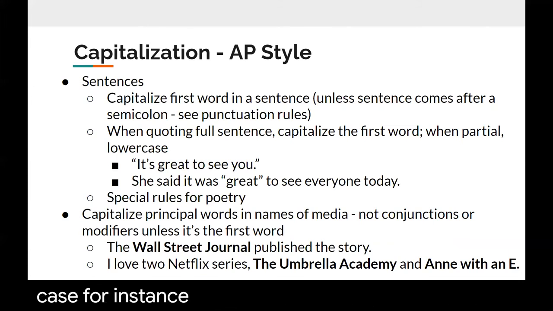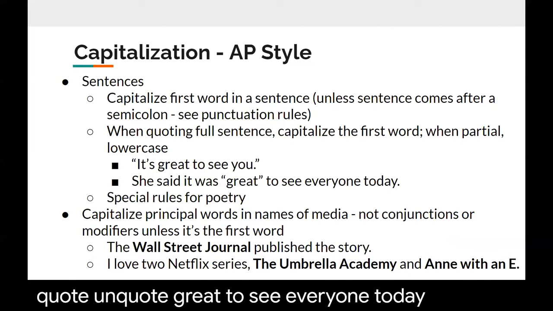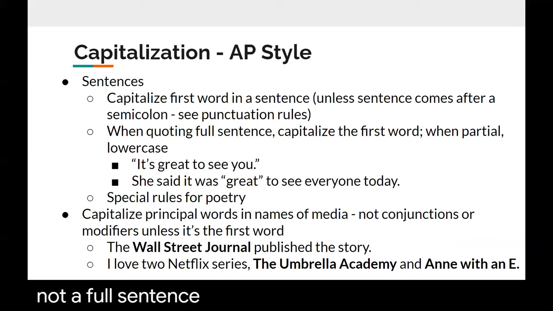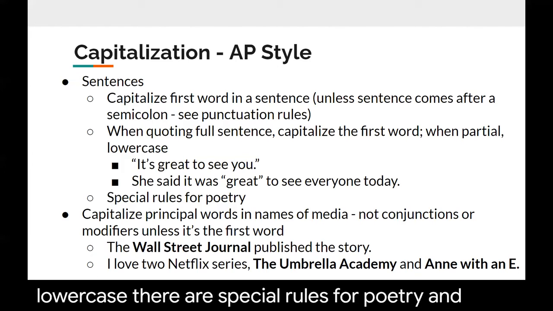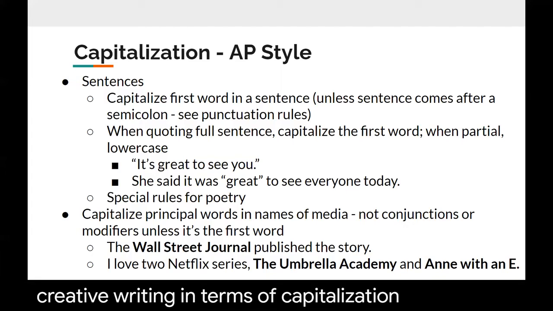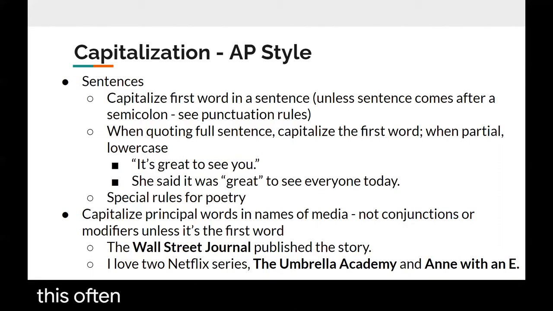For instance, "It's great to see you" is a full sentence, so therefore that quote sentence would start with a capital. If we were saying, "She said it was 'quote unquote' great to see everyone today," great is not a full sentence, therefore it would remain lowercase. There are special rules for poetry and creative writing in terms of capitalization. We don't do this often with media writing. However, I wanted you to note that.